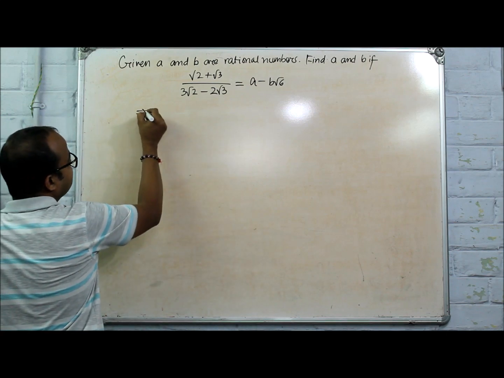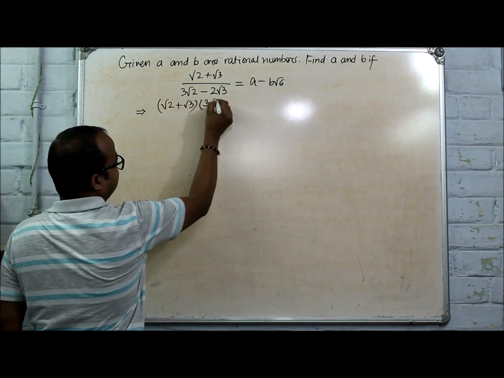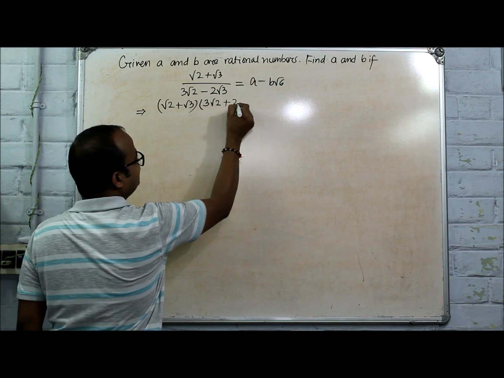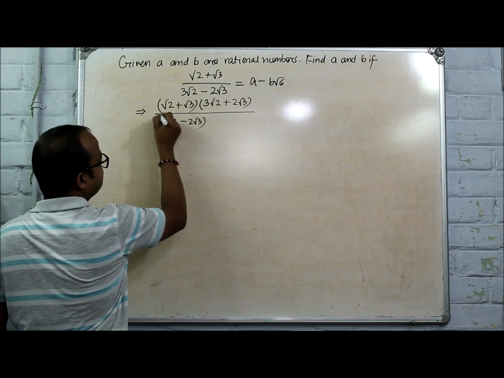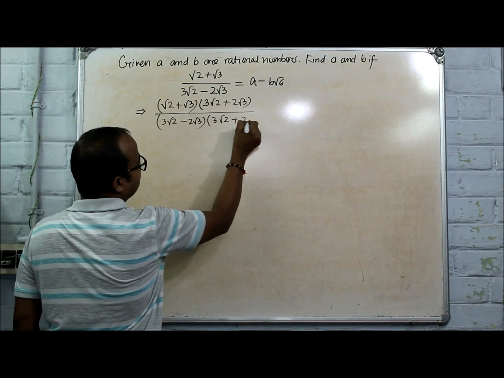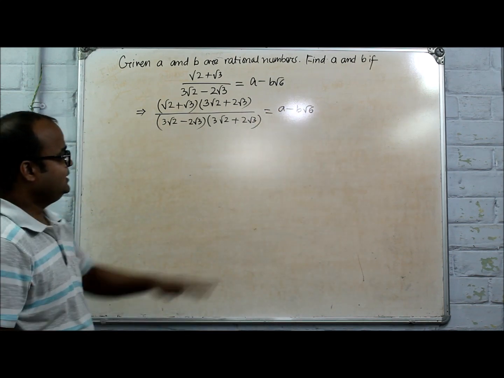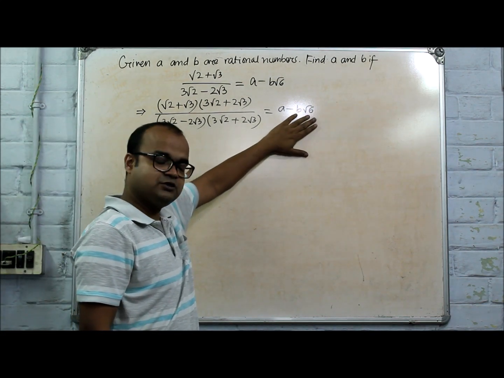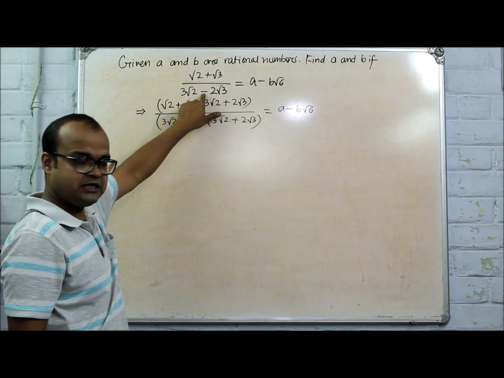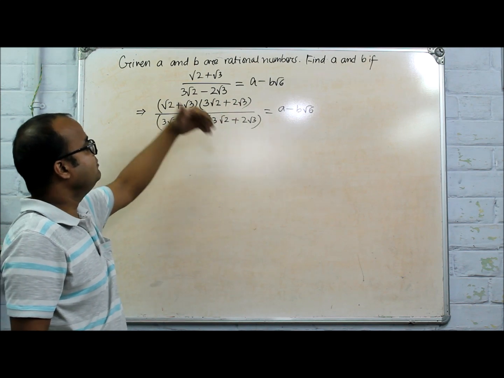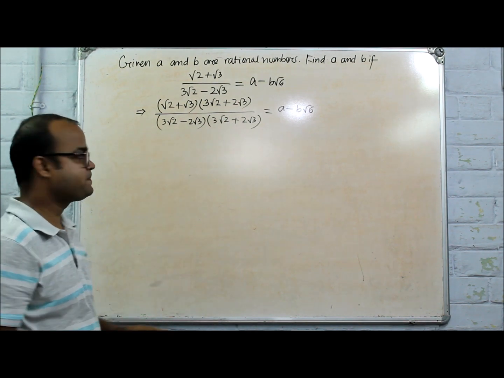So if you rationalize, it implies root 2 plus root 3, multiplied by 3 root 2 plus 2 root 3, over 3 root 2 minus 2 root 3, 3 root 2 plus 2 root 3, is equal to A minus B root 6. This is in simplified form, so we keep this term as it is. We rationalize. Rationalization rule: negative term is there, minus sign is there, so we need to multiply numerator and denominator with 3 root 2 plus 2 root 3.